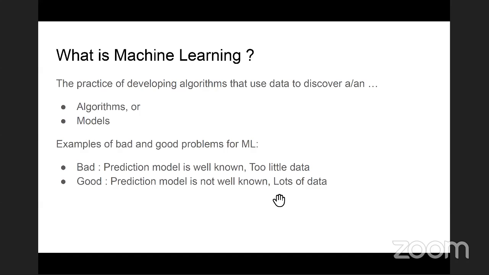And there are advanced machine learning paradigms that help you make use of other data that may not be exactly relevant to your data, things like transfer learning and so forth. But if the model is well known, there's no point using machine learning. So I hope this difference is clear.